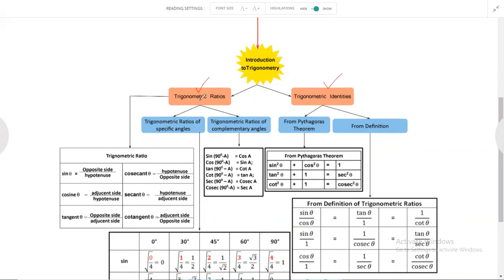Under trigonometric ratios, we have further trigonometric ratios of some specific angles and trigonometric ratios of complementary angles. Already we have discussed in the roadmap that few topics are deleted from the syllabus for the current academic year, and this particular topic is deleted from the chapter Introduction to Trigonometry. So what remains is trigonometric ratios, trigonometric ratios of some specific angles, and then trigonometric identities.